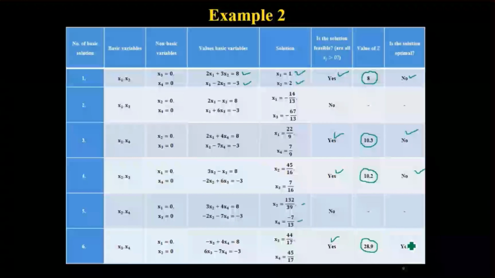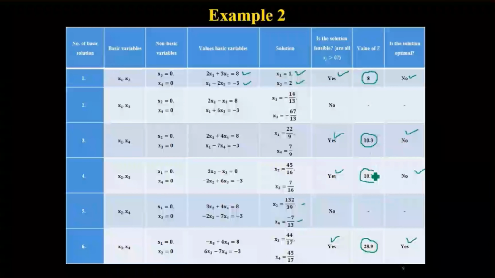28.9, which is optimal, because if you see 8, 10.3, 10.2, 28.9, the maximum value is 28.9. In the problem it was given to find the maximum value of z, meaning maximize z. So 28.9 is the maximum value, and the corresponding solution is x1 equal to 0, x2 equal to 0, x3 equal to 44 by 17, and x4 equal to 45 by 17.